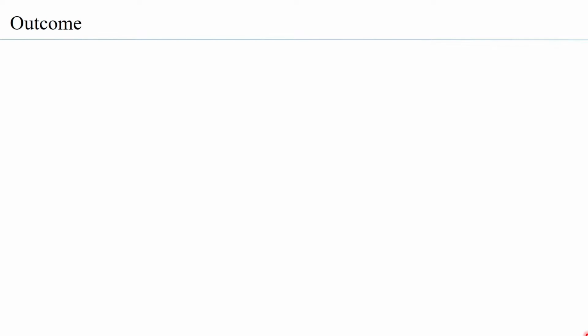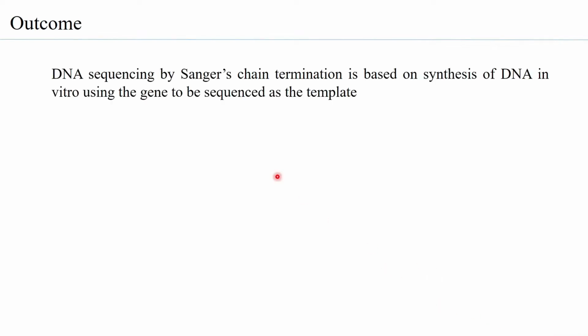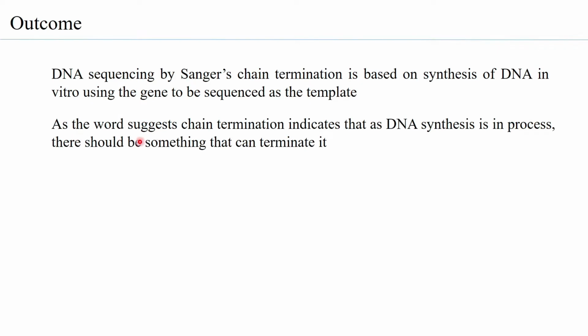Let us therefore look at the learning outcomes of this session. DNA sequencing by Sanger's chain termination is based on the synthesis of DNA in vitro, which means effectively replication, using the gene to be sequenced as the template. As the word suggests, chain termination indicates that as the DNA is synthesized in a chain and it is in process, there should be something that should be able to stop the synthesis, and therefore chain termination.